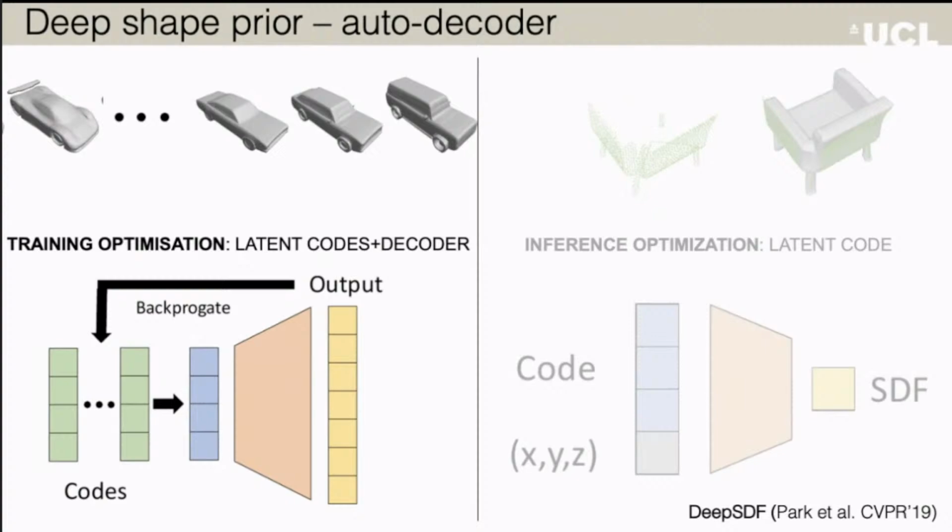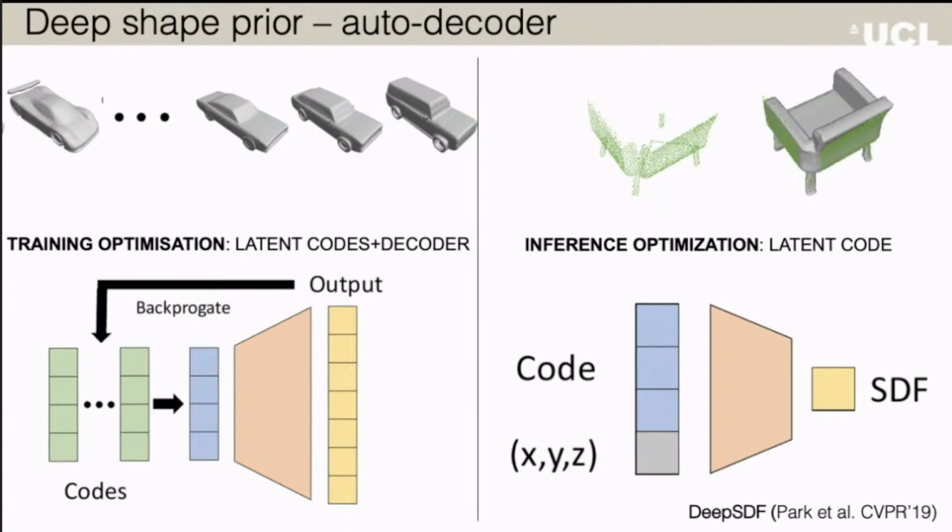If we look more closely at deep SDF, the architecture is an autodecoder. At training time, the weights of the decoder are learned, but also an embedding of latent codes where each training shape will be assigned a different code in this embedding. And then at test time, we take an incomplete point cloud as input. The weights of the decoder are fixed, and then an optimization is carried out to estimate the code that, when we decode it through the prior, leads to the shape that most agrees with the current observations.